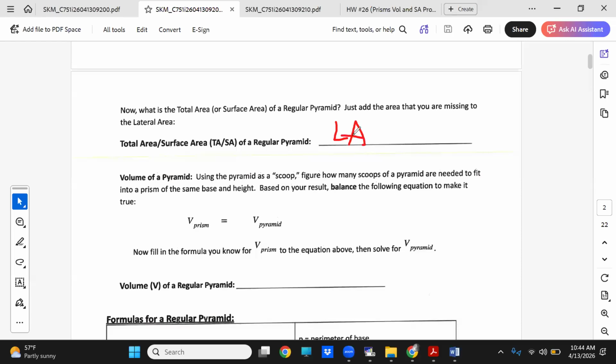Any calculators? No, never had them in here. No.